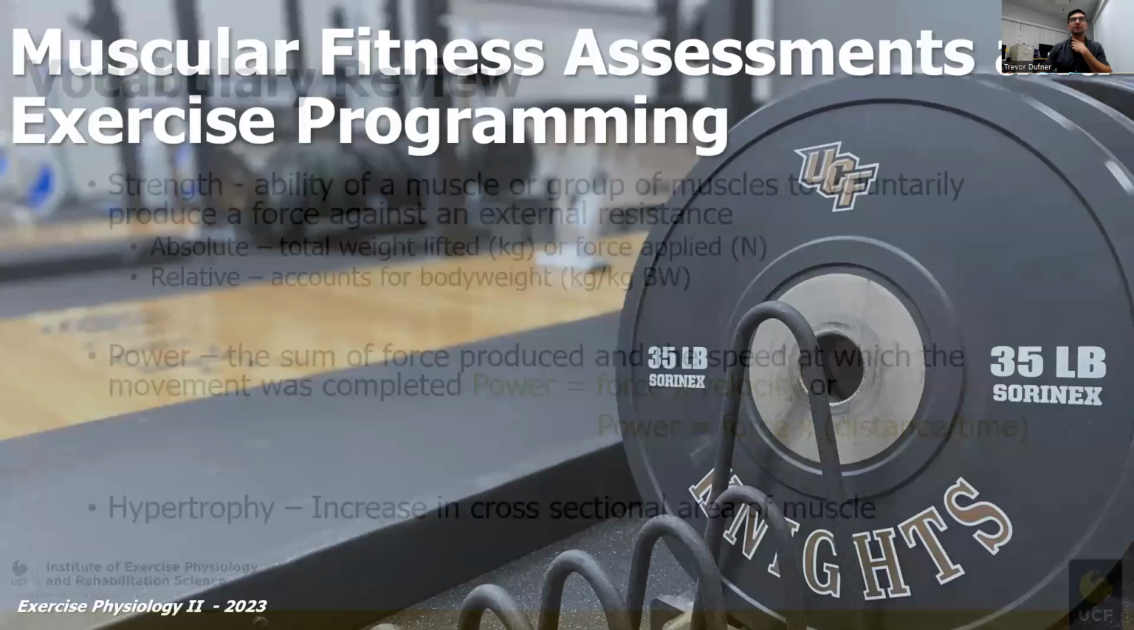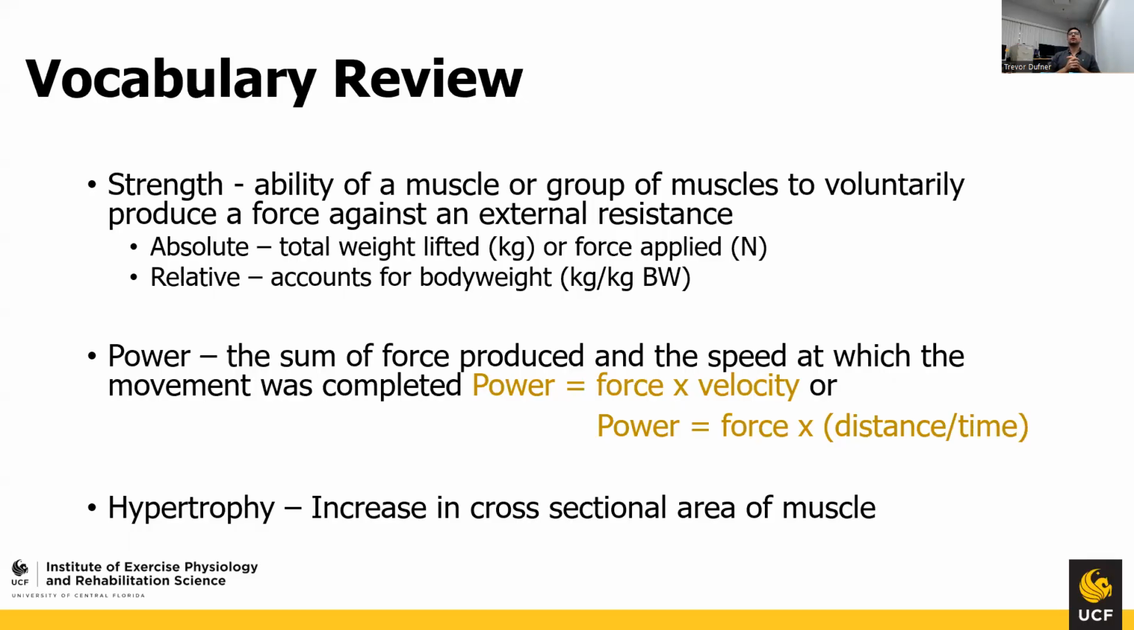So jumping in right away, let's talk about some vocabulary review. Strength, or muscular strength, is simply the ability of a muscle group or muscles to voluntarily produce force against external resistance. Usually when you're talking about strength, you're talking about maximal strength, the maximal ability of the muscle or muscle group to voluntarily produce force against an external resistance.